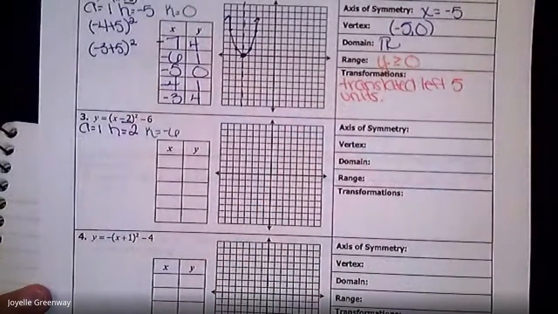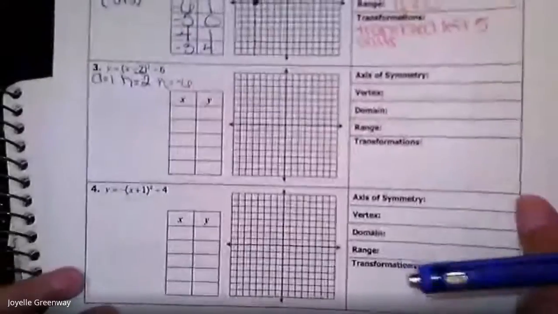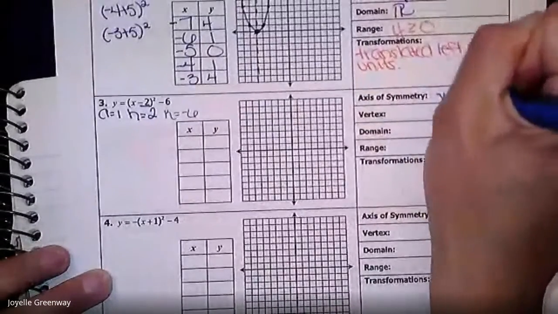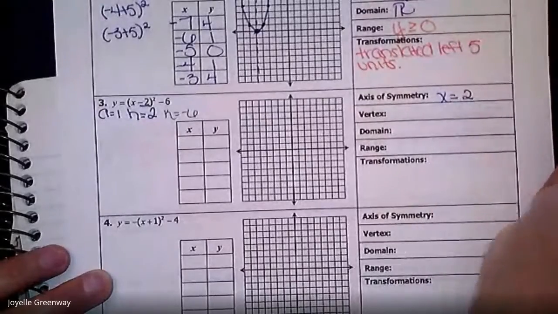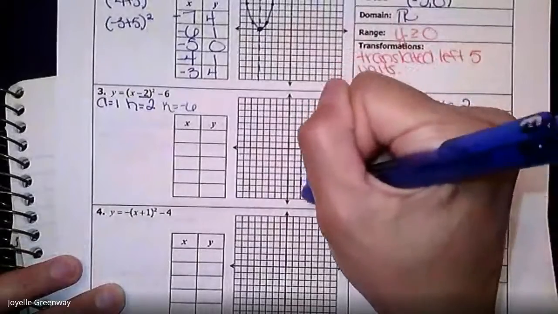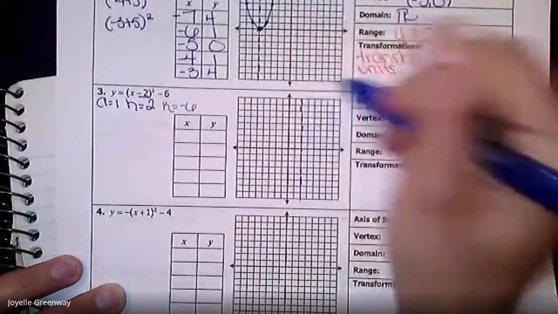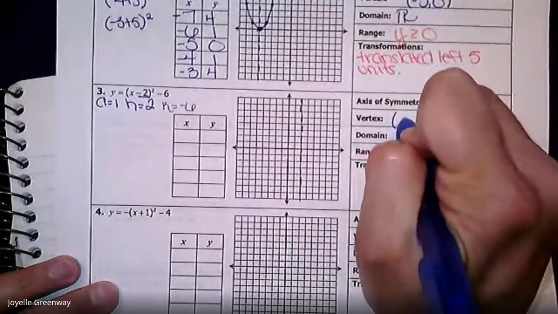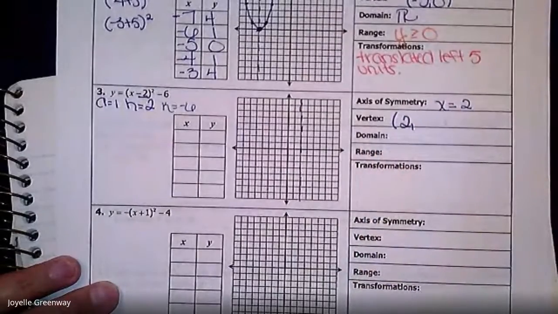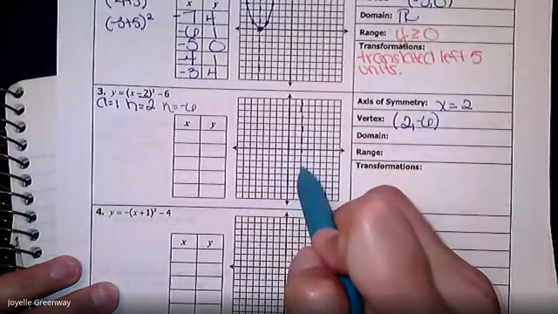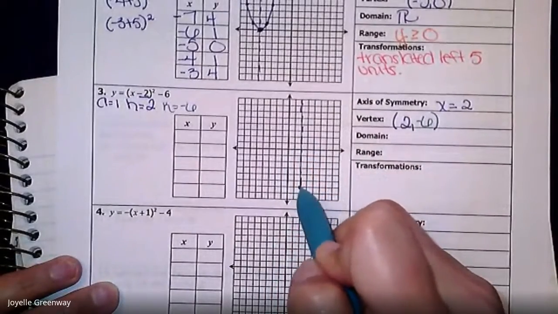So our axis of symmetry is at x is equal to 2. So let's put that in. Okay, our vertex is at 2, -6. So let's plot that. So 2, -6.